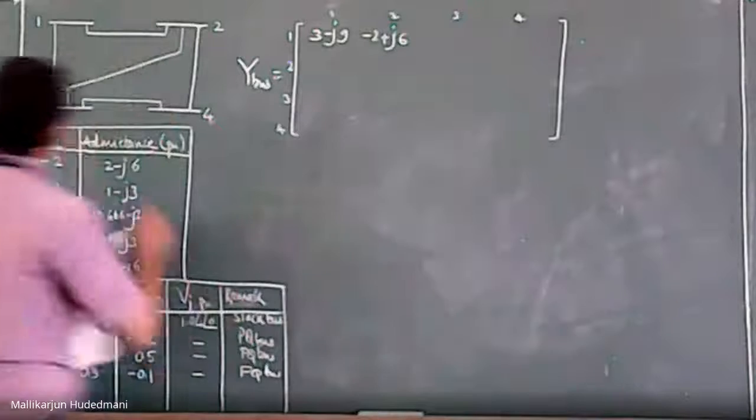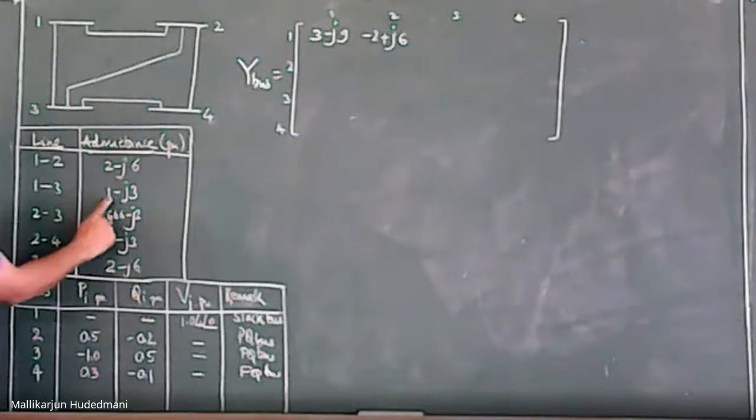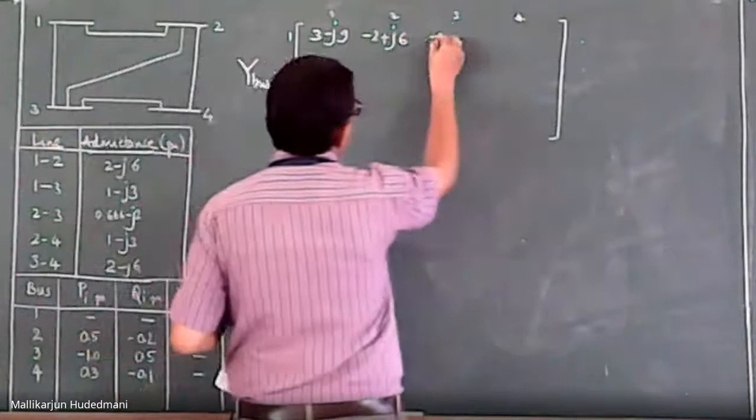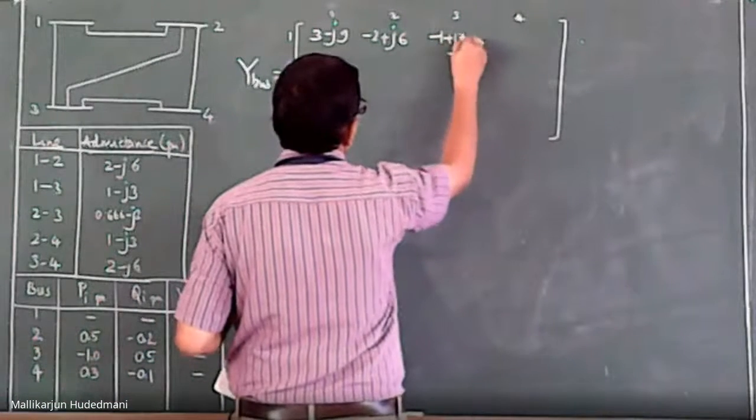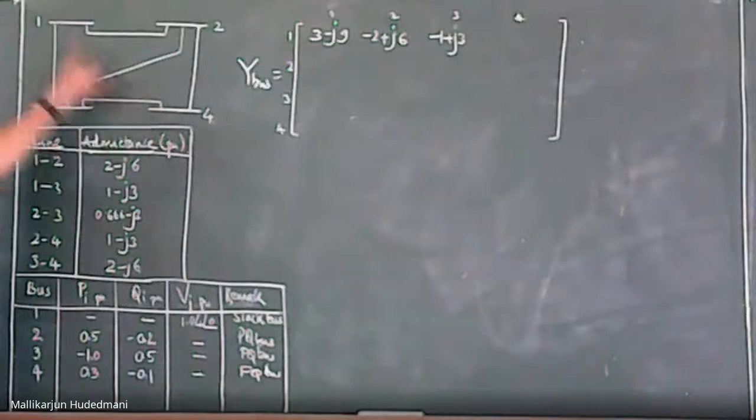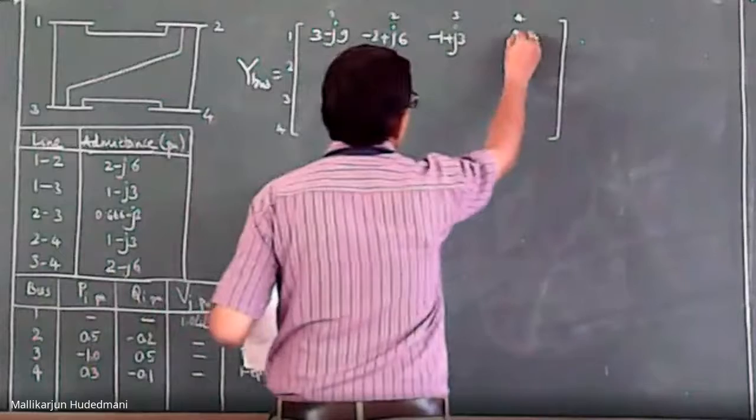Likewise, is there any line between 1 and 3? Yes, there is a line between 1 and 3. What is the value here? 1, 3. Negative of which becomes minus 1 plus J3. How about 1, 4? Do we have any connection between 1 and 4? No connection, hence it goes 0.